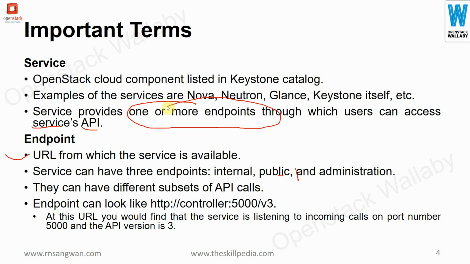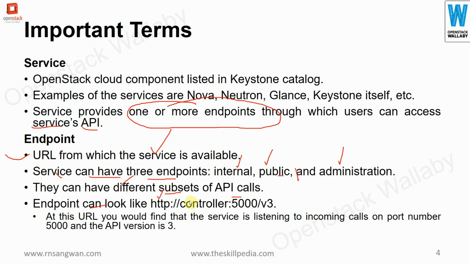We call it the internal endpoint. Then we need some administration tasks, admin commands, admin connectivity, that's called the admin endpoint. And the third is the public endpoint. So essentially we are going to have different endpoints for every service. So an endpoint is the URL from which the service is available. A service can have three endpoints, as I said, internal, public, and administration. They can have three different subsets of API calls.